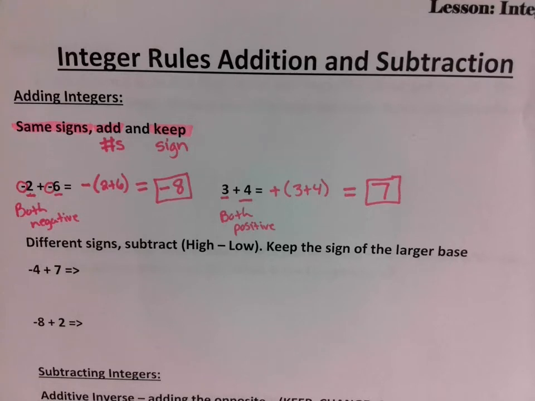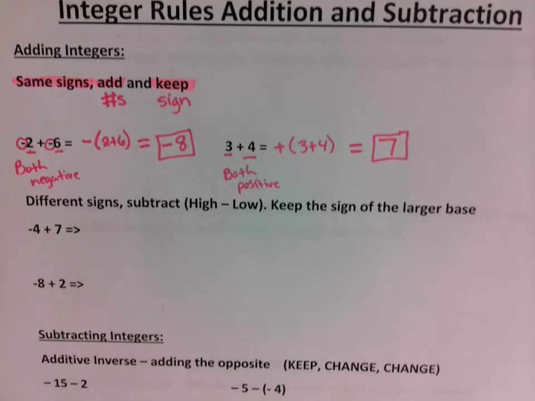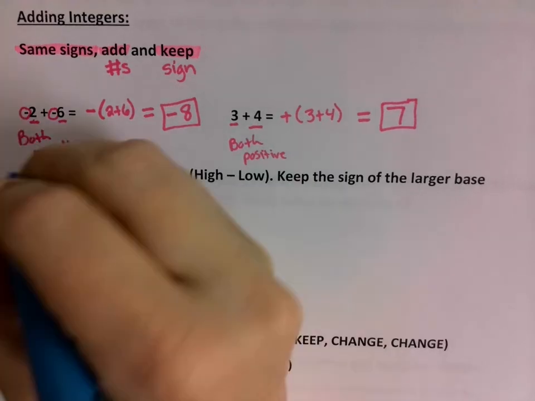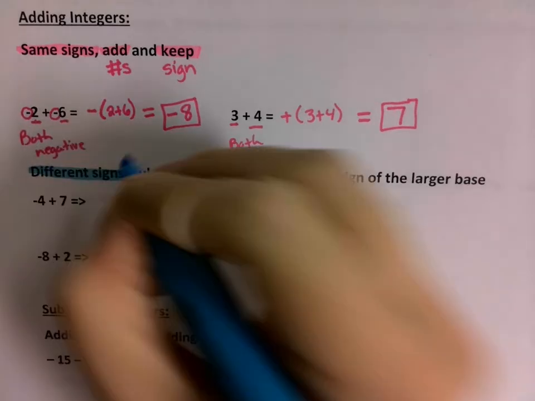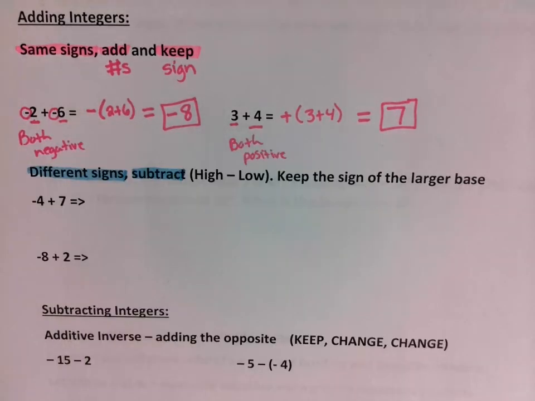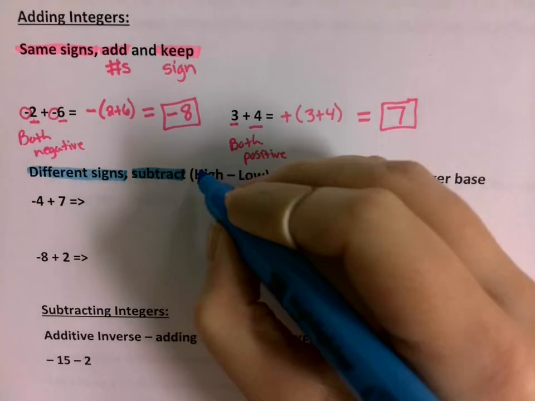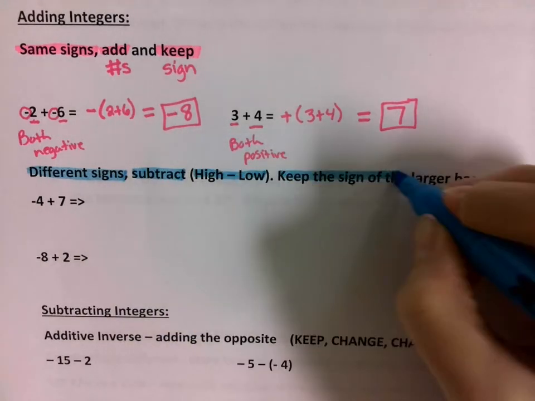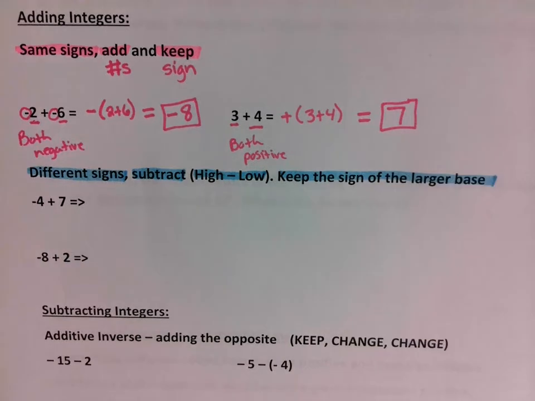Okay, with different signs. So same signs, we add the numbers and keep the sign as it is. When it's different signs, you're going to subtract just like normal. You're going to subtract your highest number minus your lowest number, and then you're going to keep the sign of the larger base.